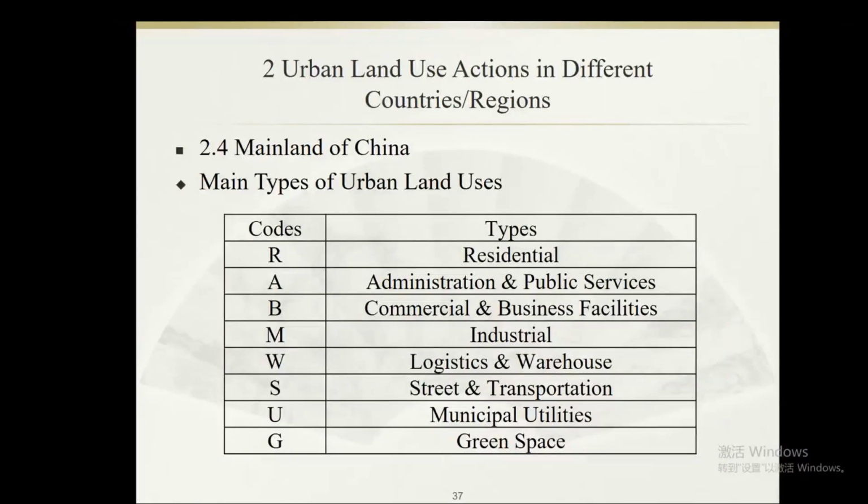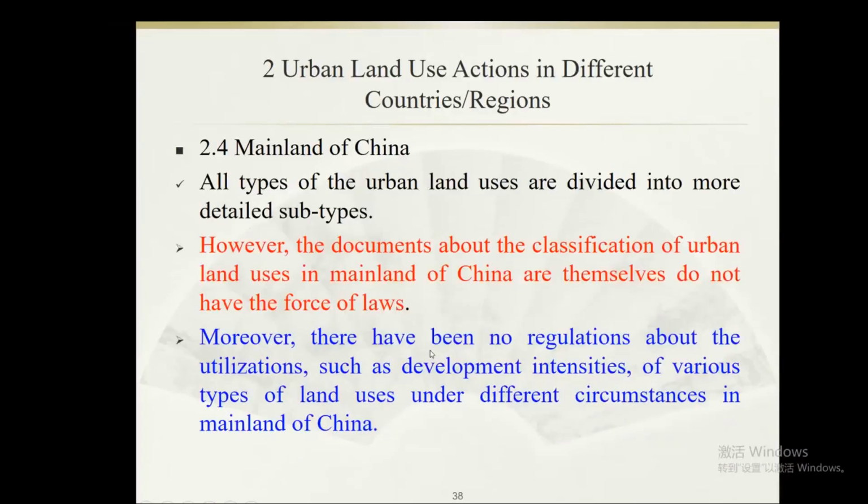Okay, let's go to mainland China. We have such land use classification from the 1990s, and all types of the urban land uses are divided into more detailed subtypes. However, the documents about the classification of the urban land uses in mainland China themselves do not have the force of law. This is the biggest problem. I don't know the case in your country. How about the case in your country? The documents about the land use in your country, is it a law or not?